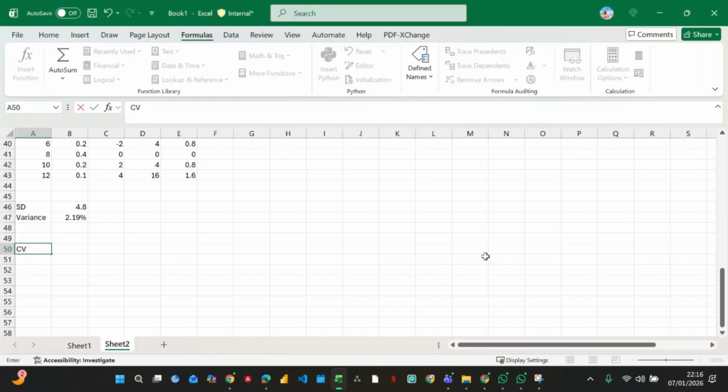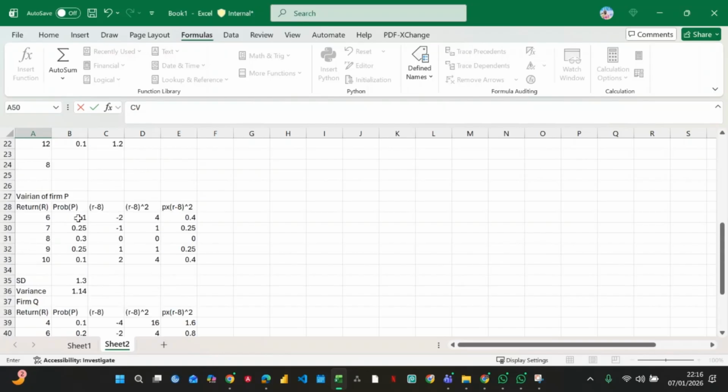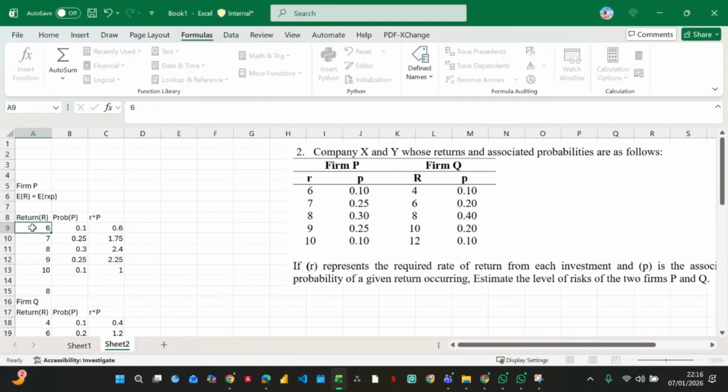Okay, so I was trying to explain that the question wants us to estimate the level of risk. Just like someone invests money in your business. Let me explain the question. You have a business and let's say I invested some money. You tell me what is going to return to me over a period, let's say 1 year it's going to return maybe 6%.